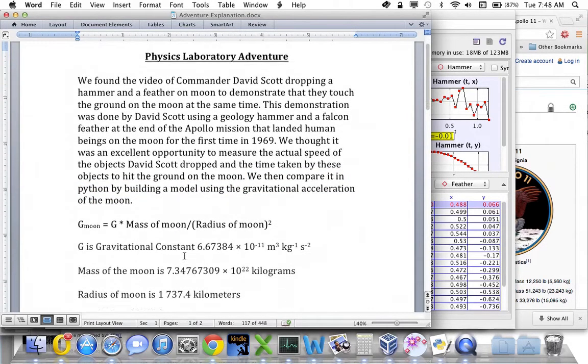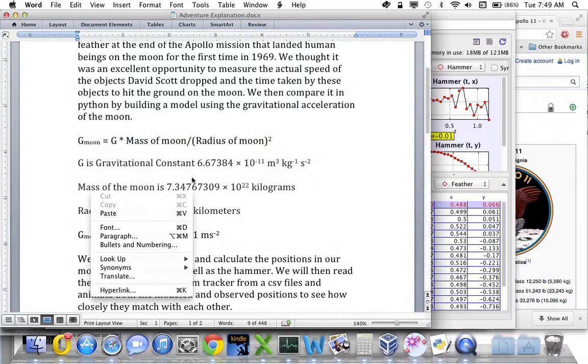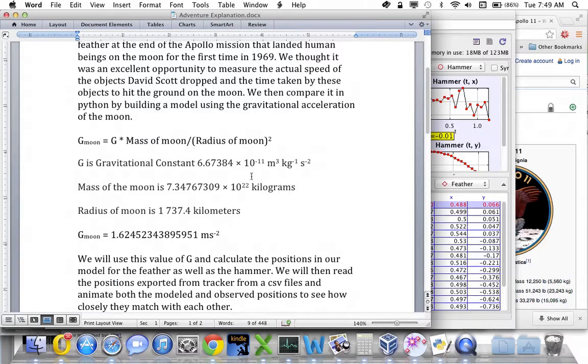The gravitational acceleration is calculated by this formula: G multiplied by the mass of the moon divided by the radius of the moon squared. G is the gravitational constant, which is equal to 6.67 multiplied by 10 raised to minus 11. The mass of the moon is 7.34 multiplied by 10 raised to 22 kilograms, and the radius of the moon is 1,737.4 kilometers.